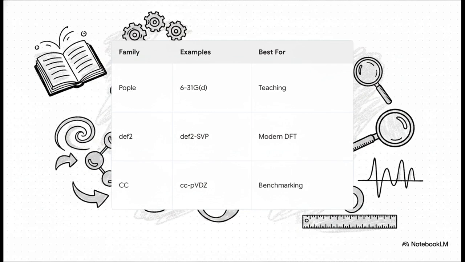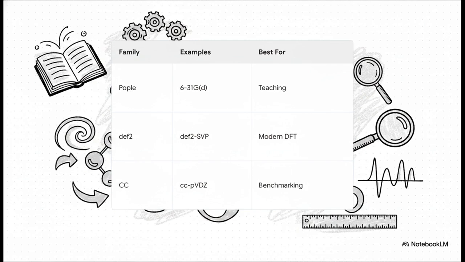Next is the def2 family. Listen, if you take away just one practical tip today, make it this. The def2 family is an incredibly strong modern default, especially if you're running density functional theory or DFT workflows. It's highly systematic across the elements and just a fantastic starting point.